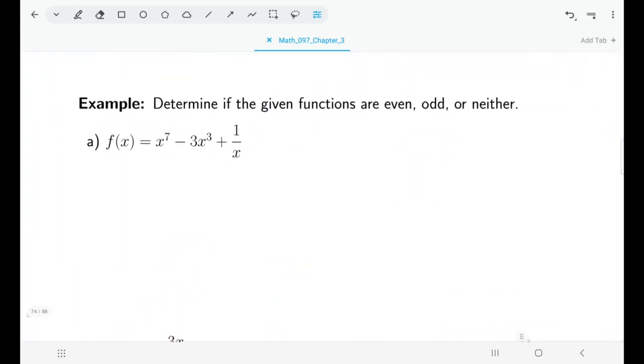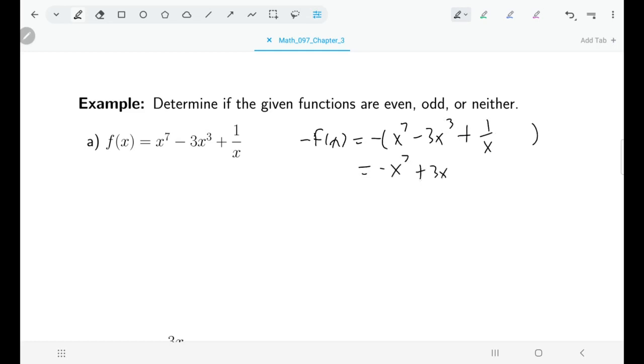Okay, so with this, I know what the original function looks like. If I were interested in negative 1 times the original function, I would have negative x to the 7 plus 3x cubed and minus 1 over x. So when I detect whether this function is even or odd or neither, now I need to ask myself, what is f of negative x? And is it equal to my original function? Is it equal to negative 1 times f of x? Or is it equal to something unrelated?